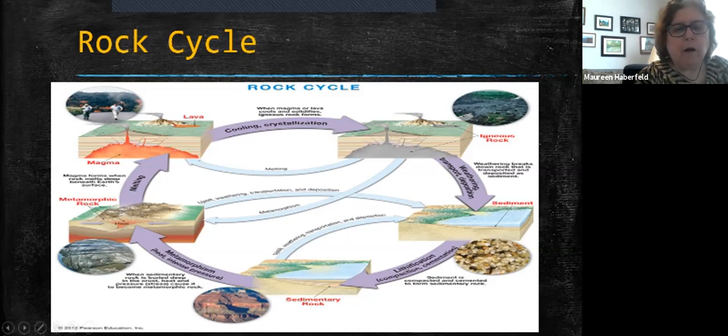And then any kind of rock can be melted again into magma. And you can also get igneous rock that gets metamorphosed. You can get metamorphic rock that gets weathered and eroded into sediment and becomes sedimentary rock. So there are shortcuts in between all the different parts of the rock cycle.